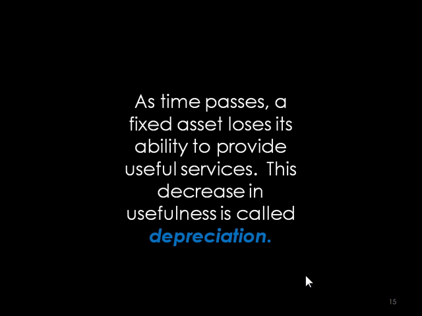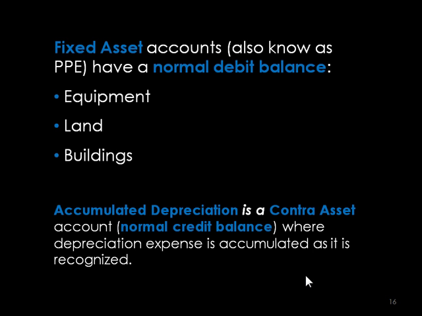So when you buy a truck, it goes on your books as an asset, and then as you use it, you expense it over time, and that expense is called depreciation. Fixed asset accounts, also known as property, plant, and equipment, have a normal debit balance: equipment, land, and buildings. Accumulated depreciation is a contra asset account. It has a normal credit balance, where depreciation expense is accumulated as it is recognized.